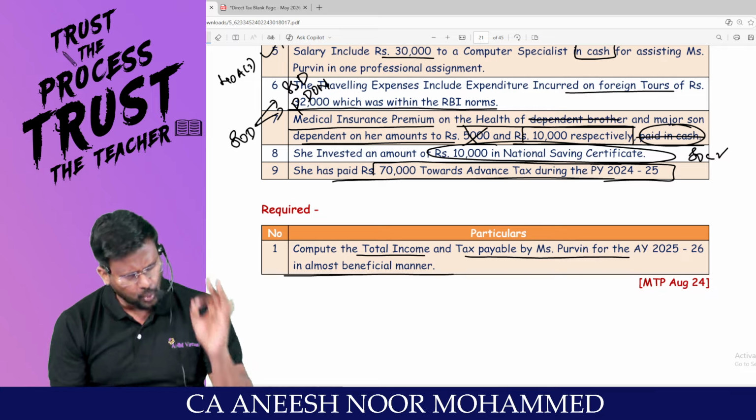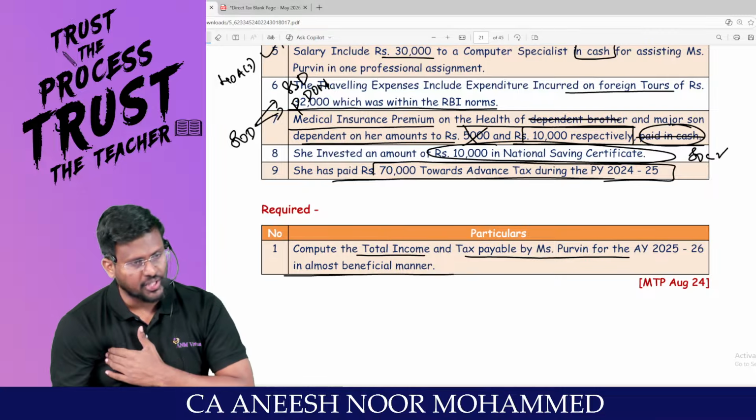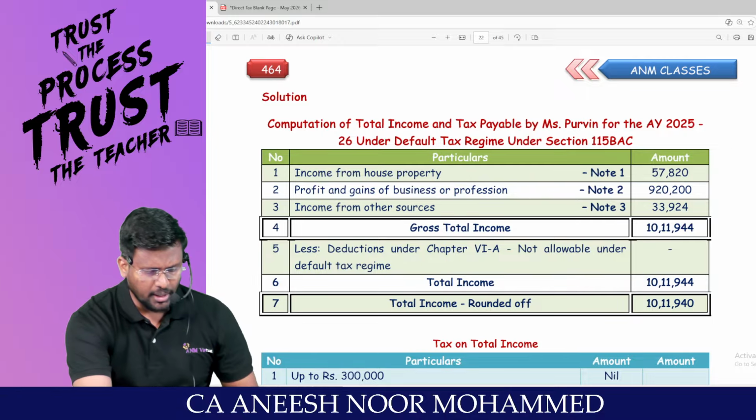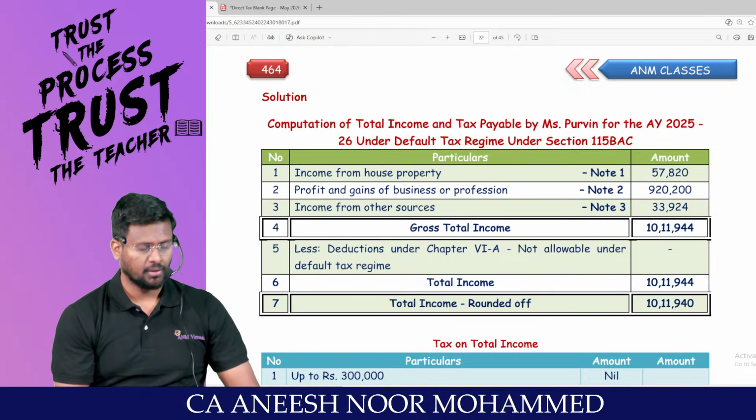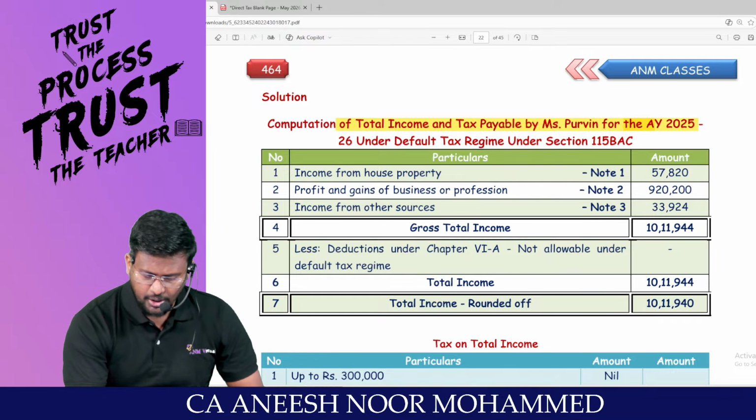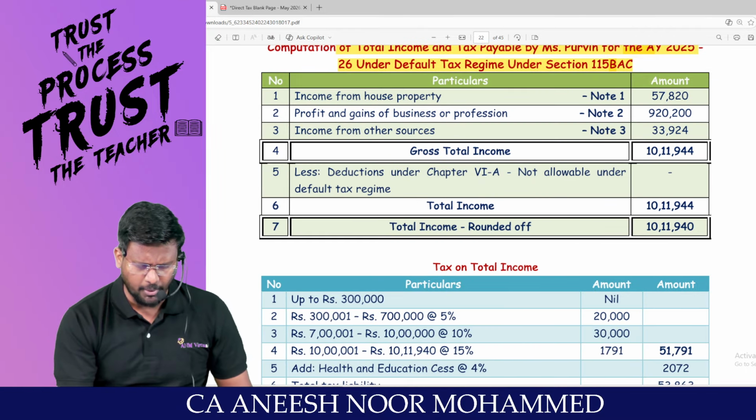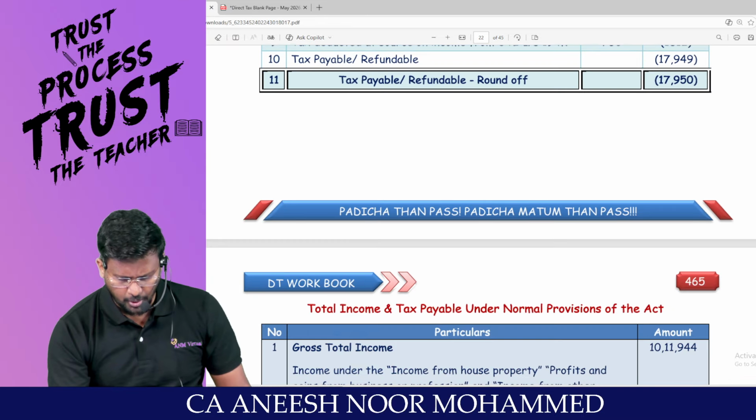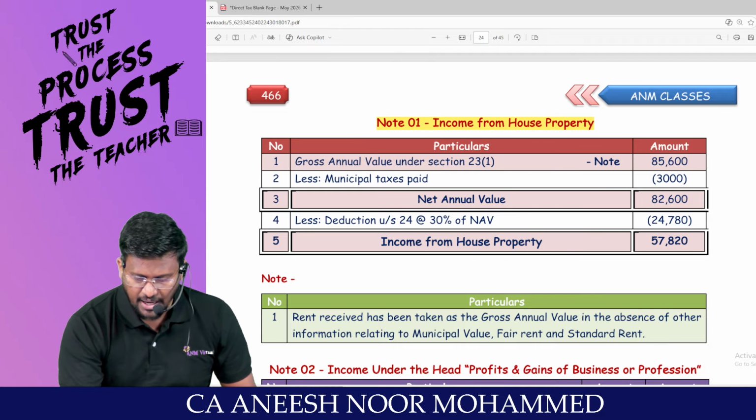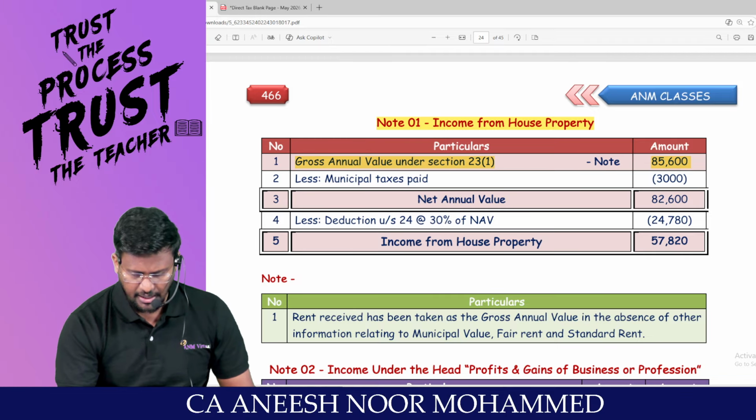That means we have to calculate both the tax regimes. Always first calculate the optional tax regime. Then we will move into the default tax regime. I believe that you are able to handle this question. Computation of total income and tax payable by Miss Parvin for assessment year 25-26 under the default tax regime. First they are putting, okay fine, we can put, no problem at all. Can I first do the income from house property? Income from house property, look here, man. Gross annual value. How much is the amount given?